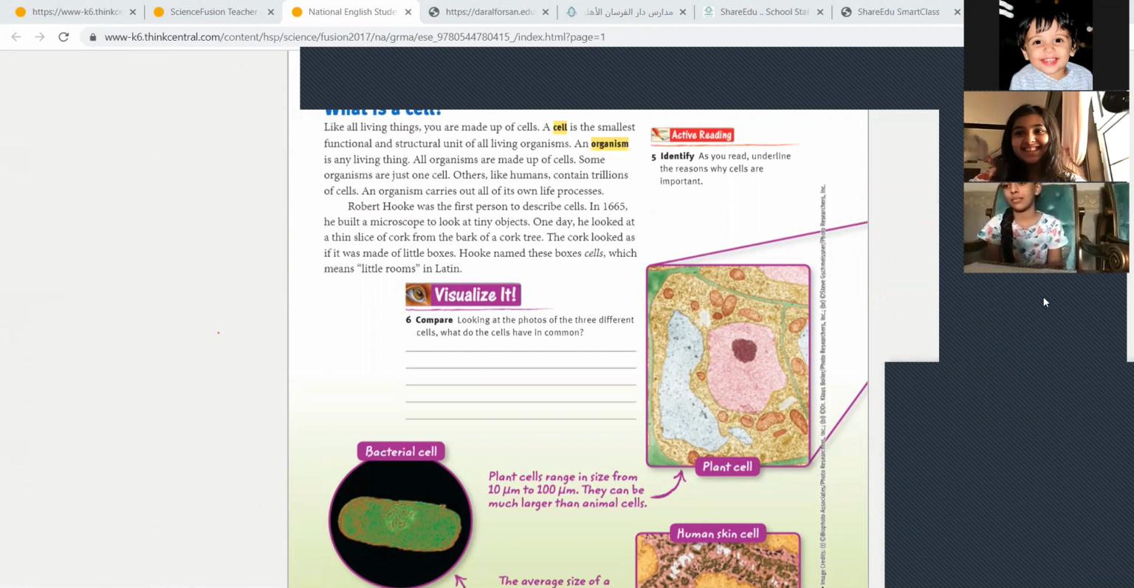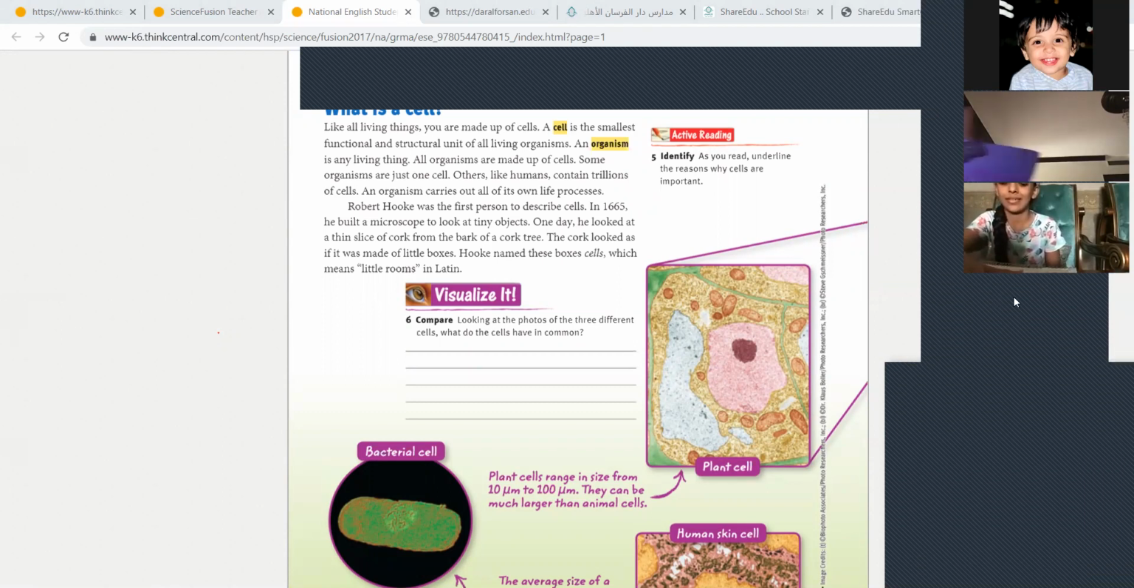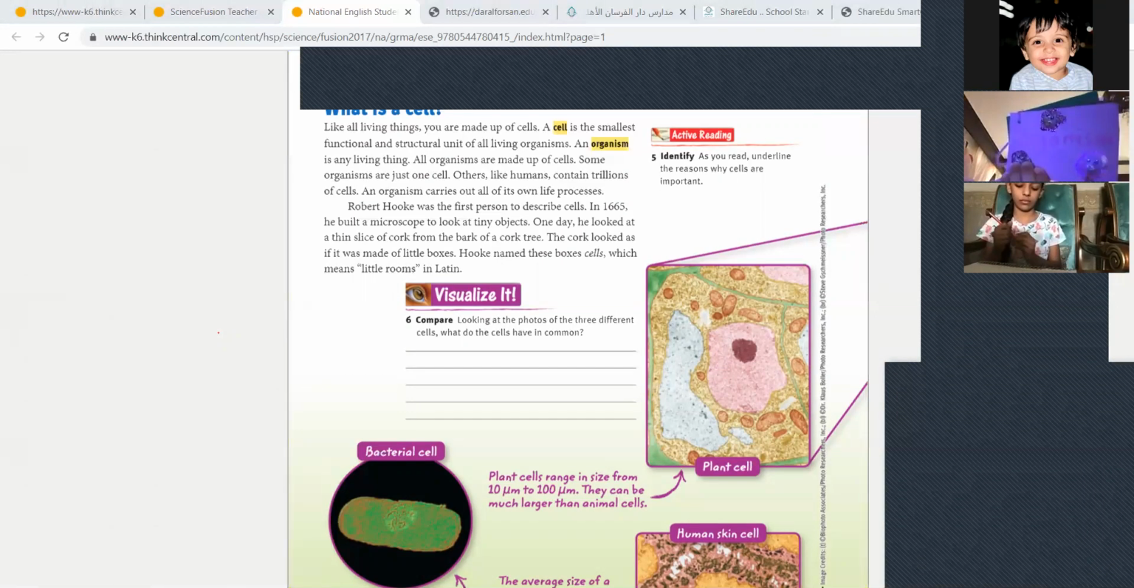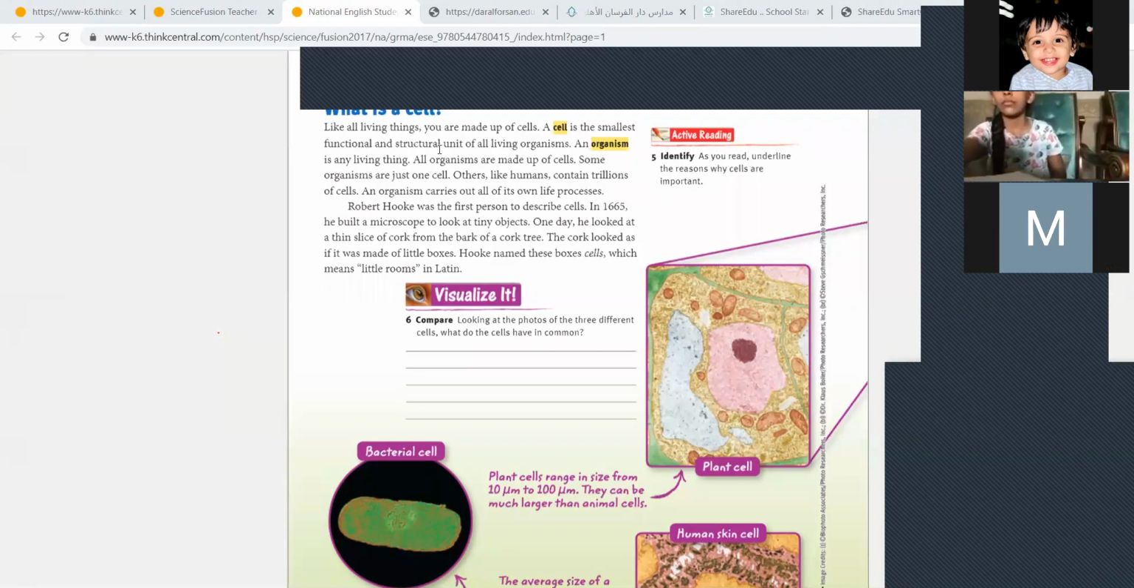Vatin, did you write or did you forget? No. Okay, will you do it today, Vatin? Yes. So you need to write at the back side of the cell. Okay, Malak? You need to write at the back of the card that a cell is the smallest functional and structural unit. You can close your cameras. Vatin, even you can close your camera, no problem.